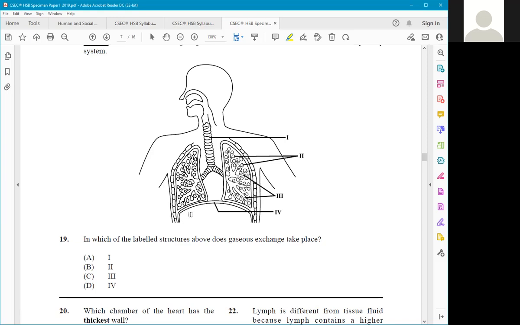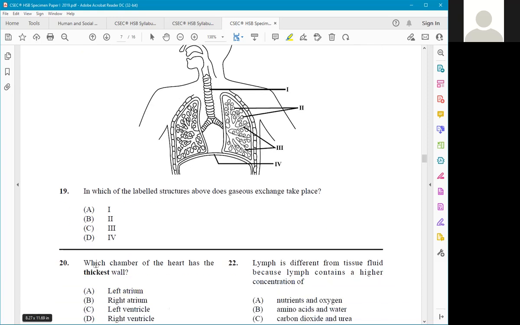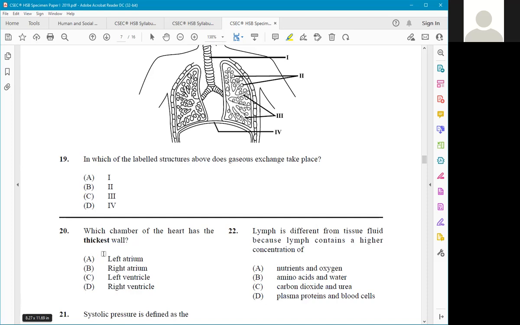So where are the alveoli? It can't be number 3, because number 3 looks like a tube, right? So number 2 can be that. And 2 is on the alveoli, which is correct. So B, which is 2, would be the correct answer for number 19. Now number 20: which chamber of the heart has the thickest wall?